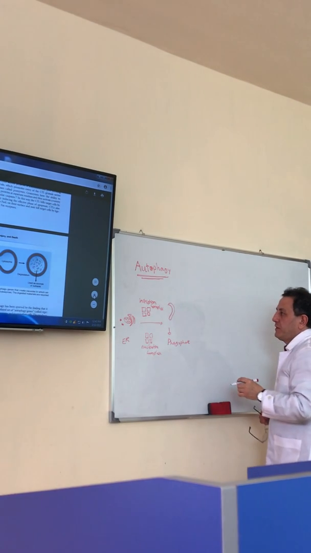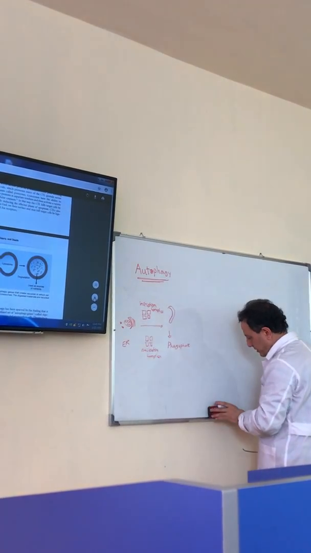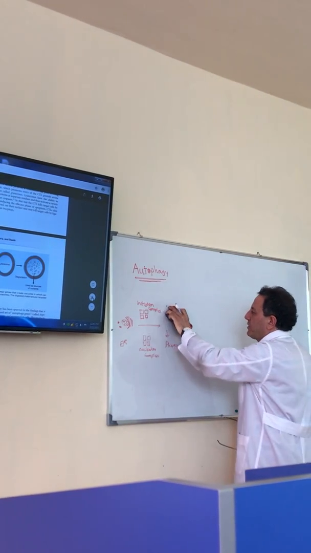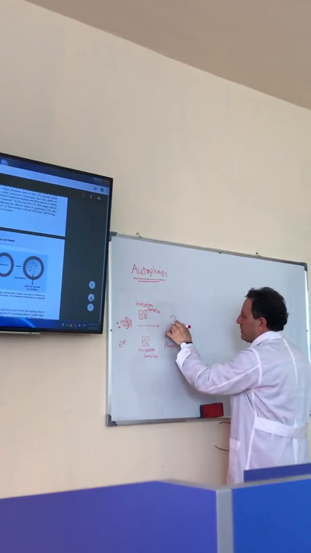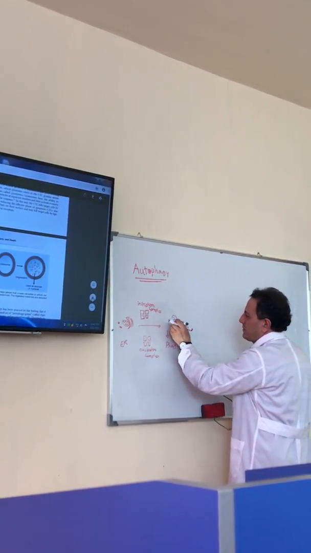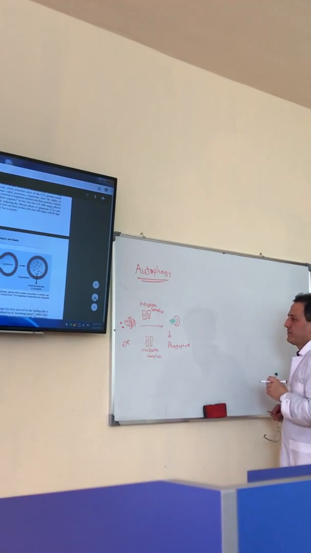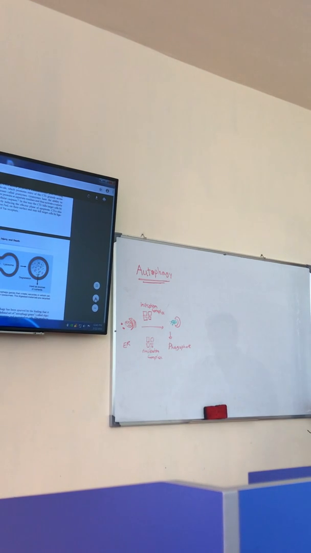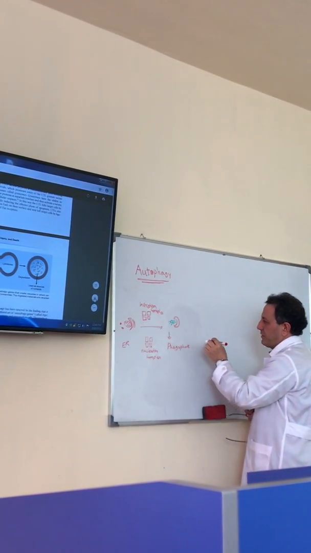So by reacting this initiation complex and nucleation complex, there is a nucleation and formation of this phagophore that, these are mitochondria, endoplasmic reticulum, and other organelles that they should be eaten by this new membrane.